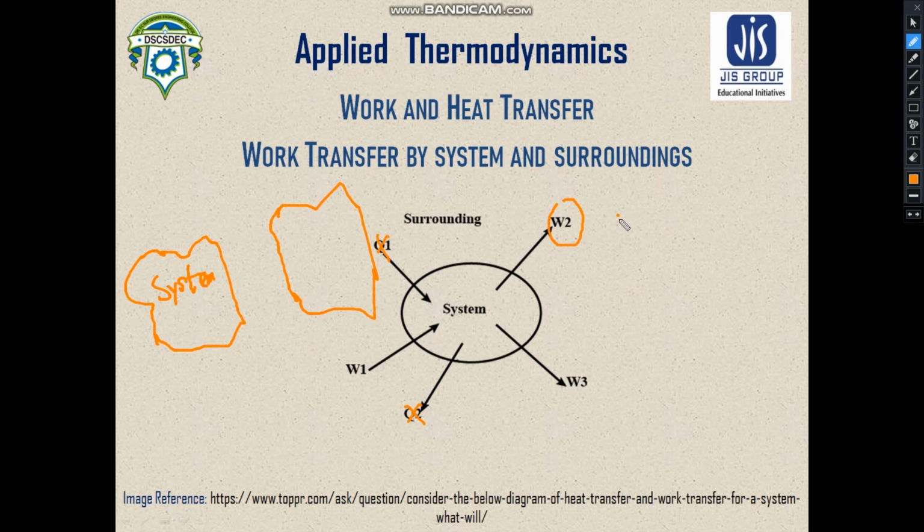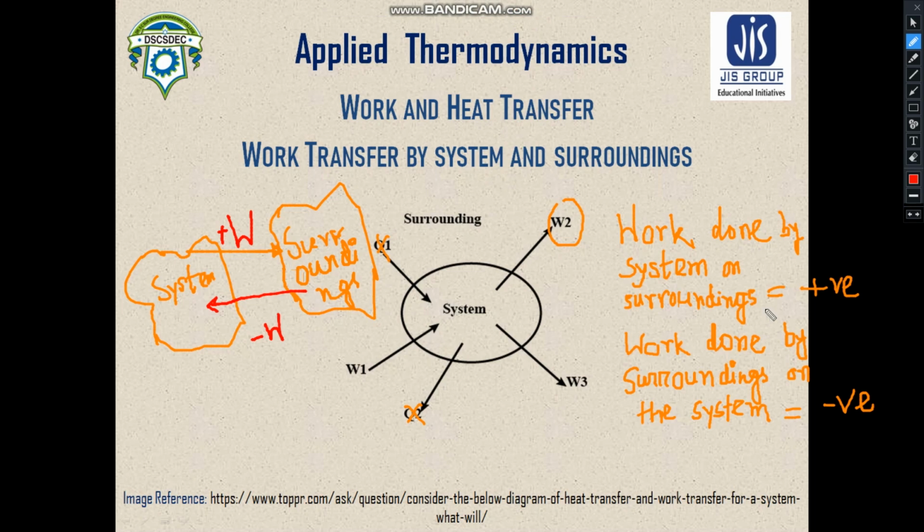So work done by the system on the surroundings, as you can see I have written it here. If the work is done by the system on the surroundings, it will be treated as positive work. But if the opposite happens, if work is done by the surroundings on the system, then it will be treated as negative work. Like it is already given in the diagram here, positive W work and negative W work.